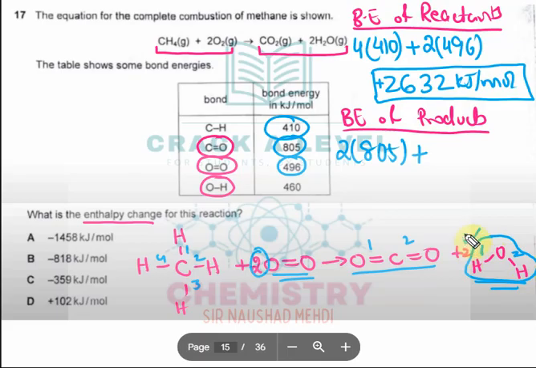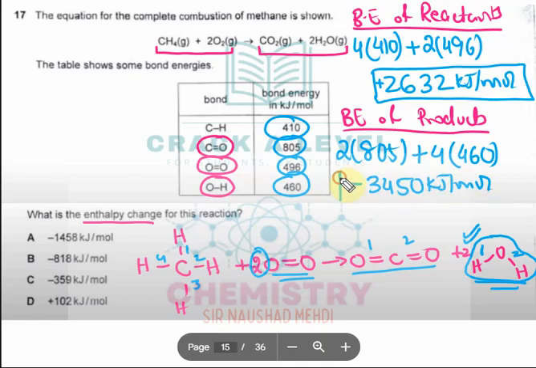But over here in the equation, we have 2 molecules of water. So overall we will be having 4 times OH bond. Okay, so 4 multiplied by the bond energy of the OH, which is 460, gives 3450. And it would be the bond energy of the products. The bond formation takes place, so it would be exothermic. So you will place a negative sign with it. So it would be negative 3450 kilojoules per mole.